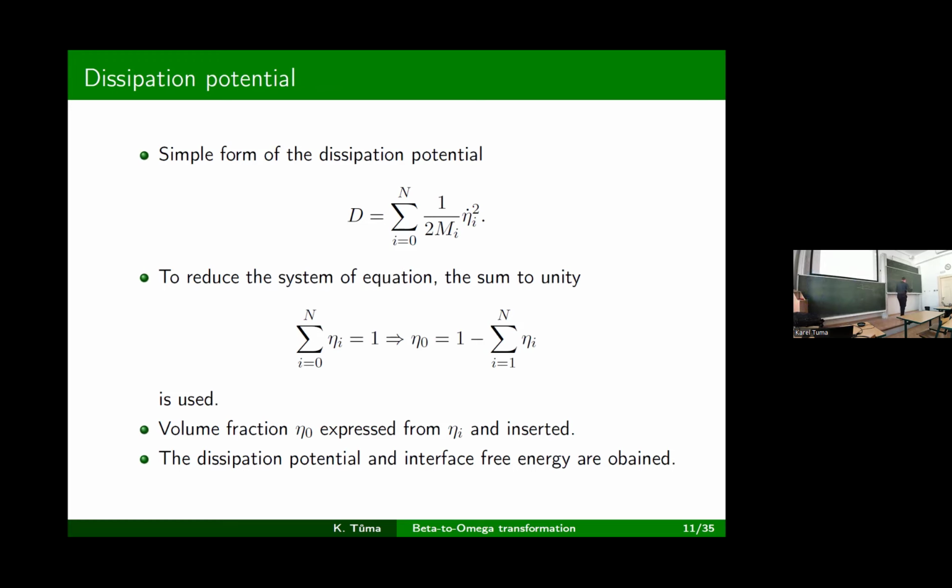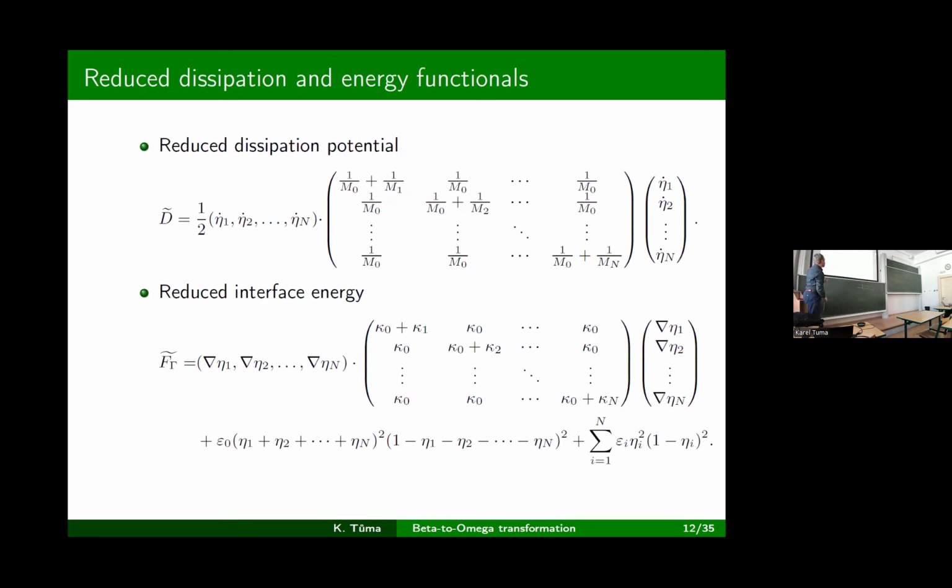So we express everything just in eta 1 to eta n from the information that eta 0 is 1 minus the sum of all eta i from 1 to n. So if we do it, we can transform the dissipation potential and the interface energy. So the dissipation potential expressed just in eta 1 to eta n is in this form. So it is in this nice matrix form.